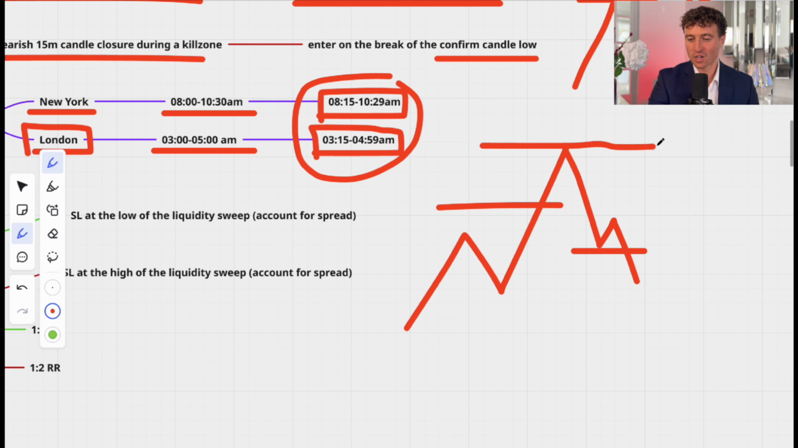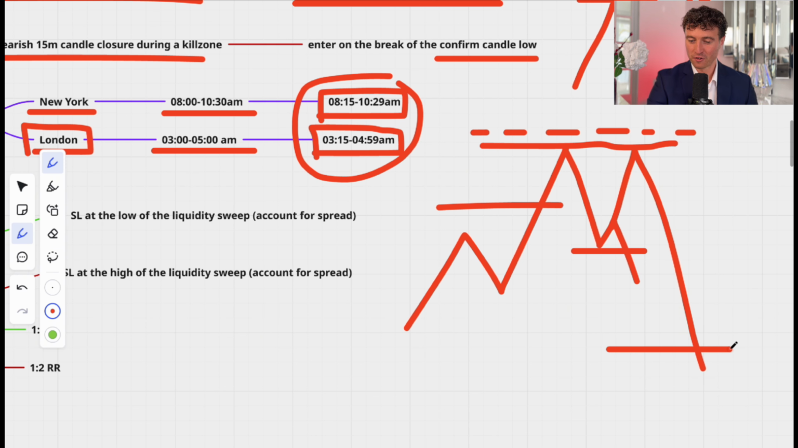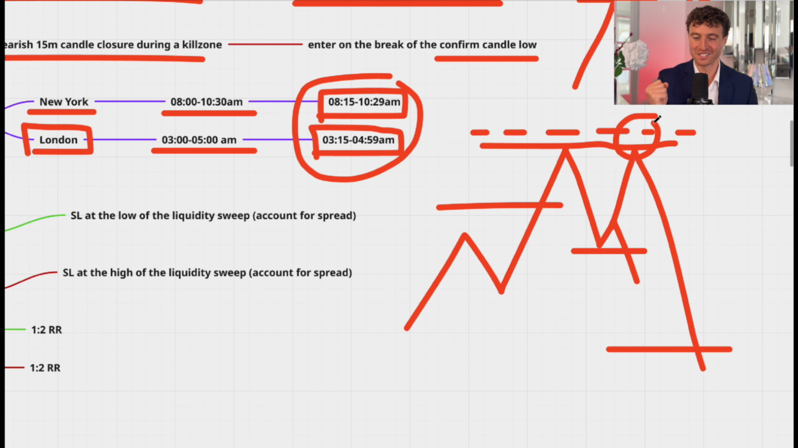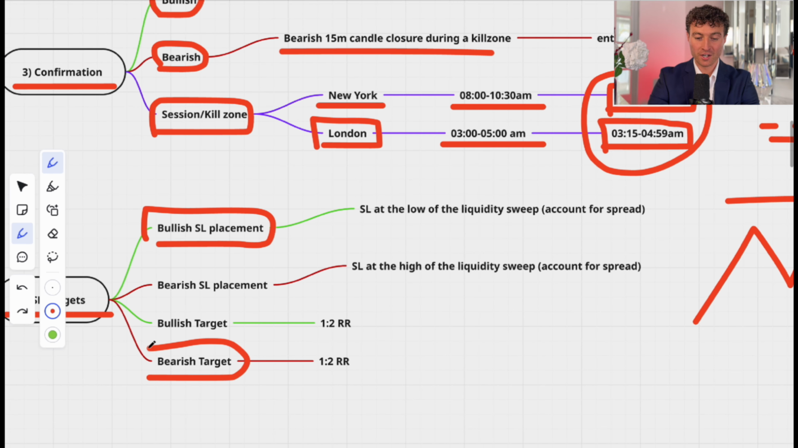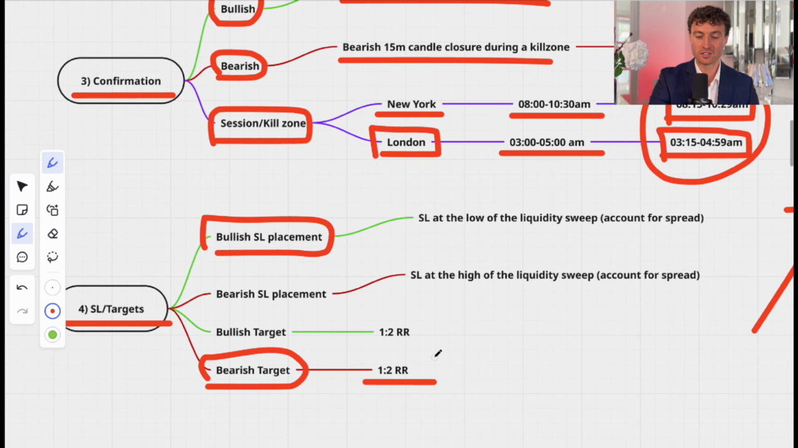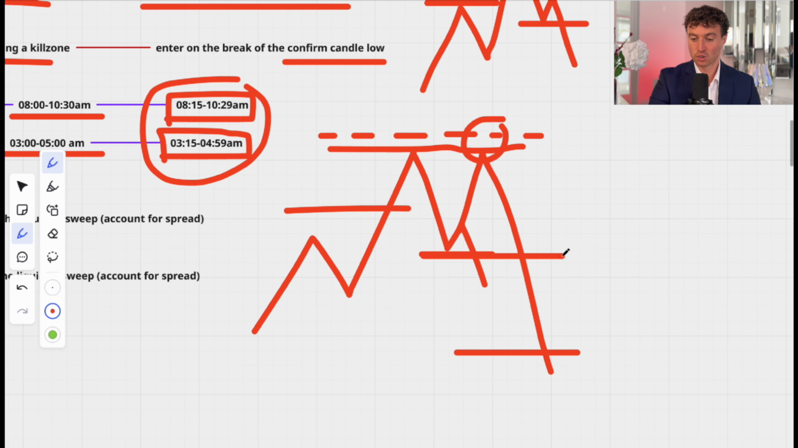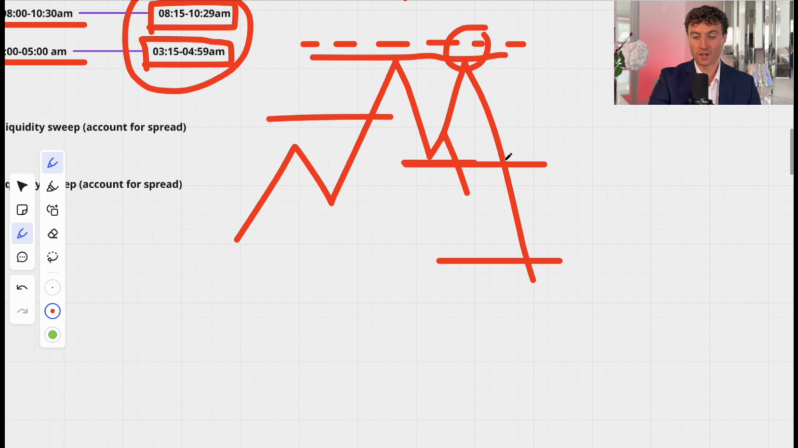Invalidation always goes at the liquidity sweep high, and then make sure to account for any spreads above this high, because the last thing that you would want is price to tap this high and then hit your take profit, but you would have been stopped out if you didn't account for spreads at this high right here. And our bearish target is still a mechanical 1 to 2 risk to reward. So let's say that we're triggered short in this trade right here. You're looking to target a 1 to 2 right here.